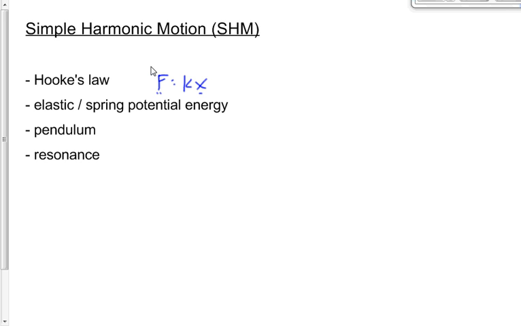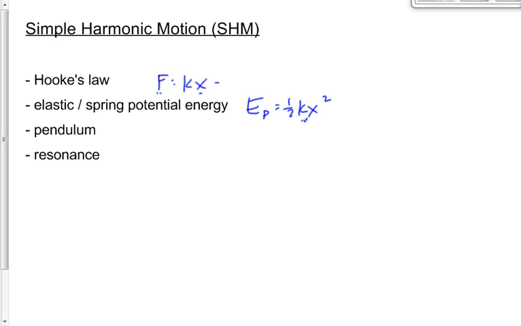Also be familiar with elastic and spring potential energy, which we also did back in our dynamics unit, in our unit 2 forces unit, but revisited here with our simple harmonic motion unit. You guys know that the elastic or spring potential energy is equal to 1/2 kx squared. Know that sometimes we have to find the value of k using Hooke's law to plug into here. Sometimes we have to find the value of k using this equation to plug into Hooke's law.